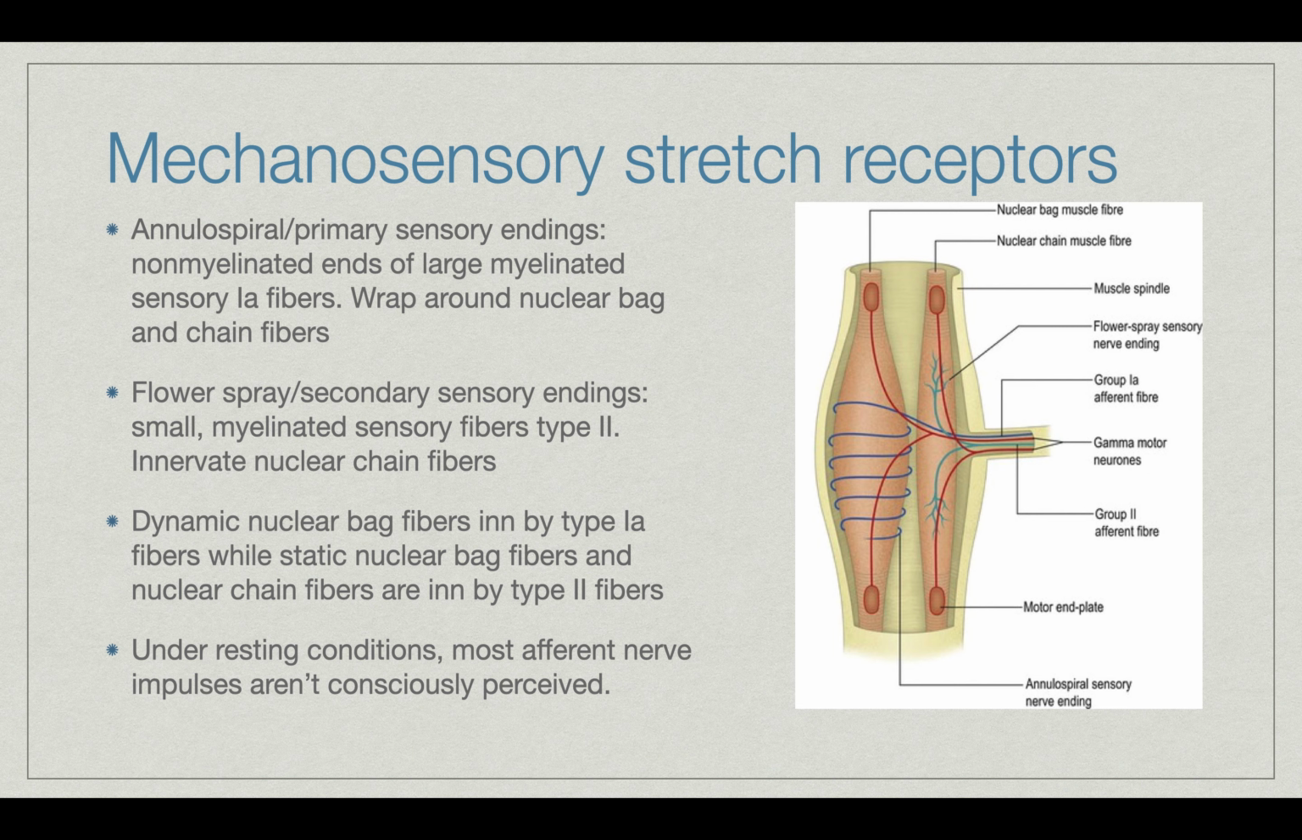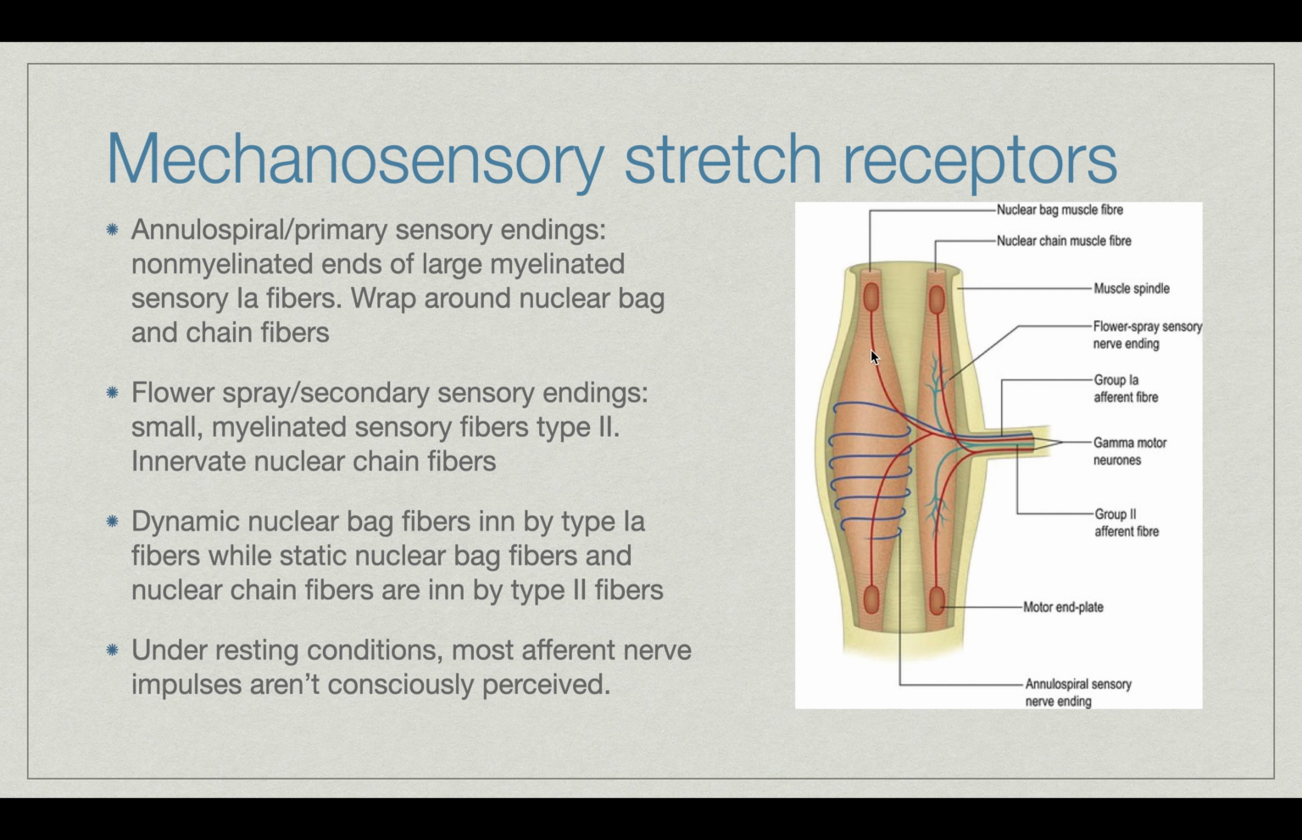The annulospiral or the primary sensory endings are non-myelinated ends of large myelinated fibers, which are the IA fibers. And they wrap around the nuclear bag and the chain fibers, like here. So look, they wrap around in a spiral, versus the flower spray or the secondary sensory endings. They're the small myelinated fibers. They're type 2 sensory fibers, and they innervate the nuclear chain fibers only.